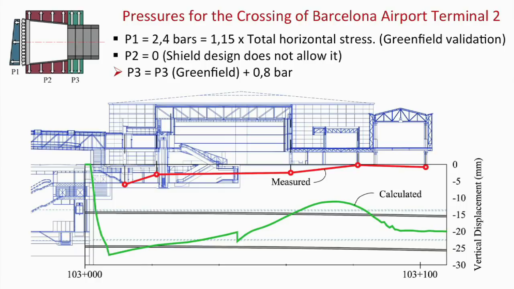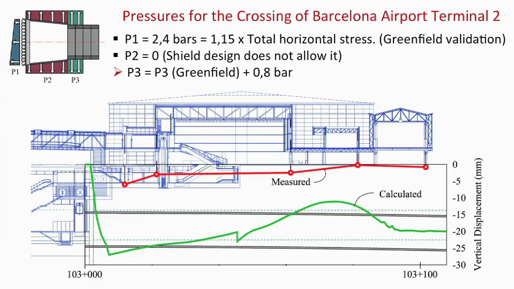Now P2 in this case was 0 because this machine didn't allow any injection through the shield. But P3, which is fundamental to avoid any deformations, because about 80% or so of the total displacement is controlled by this grouting here. And here we introduced an increase in pressure of 0.8 bars, which we compare with something like 2 point something. It is a significant increase. And now the results.